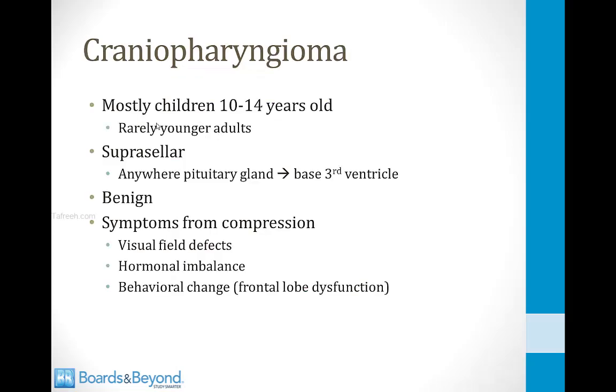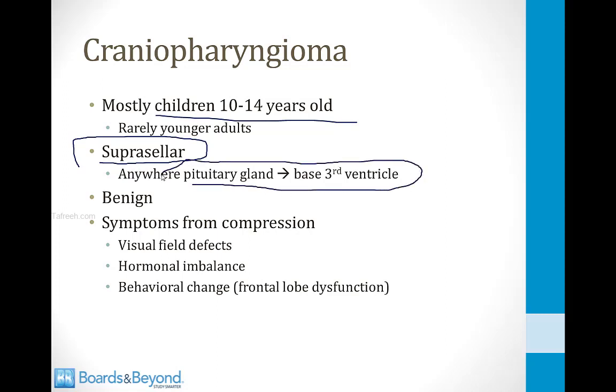Craniopharyngiomas are very rare tumors that usually affect children about 10 to 14 years old. They're called suprasellar because they occur above the sella turcica, and recall the sella turcica is the depression in the skull where the pituitary gland sits. So these tumors can occur anywhere from the pituitary gland up to the base of the third ventricle.